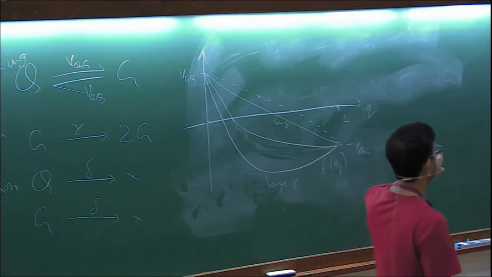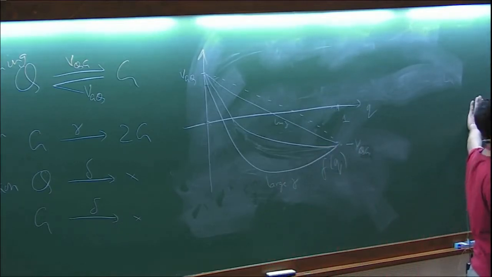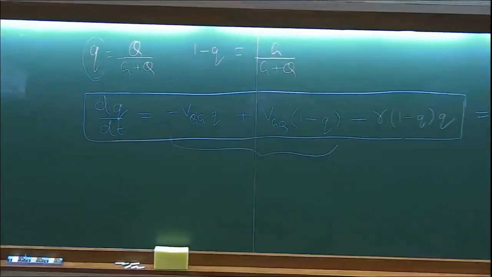Here, what do I need to figure out the steady states? I need to figure out where f of q is 0. So where does it cut the x-axis? Well, here. These are the points it cuts. There's only one.